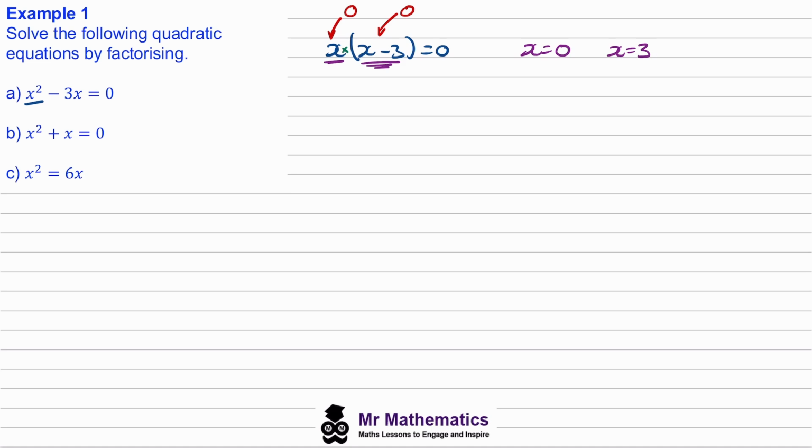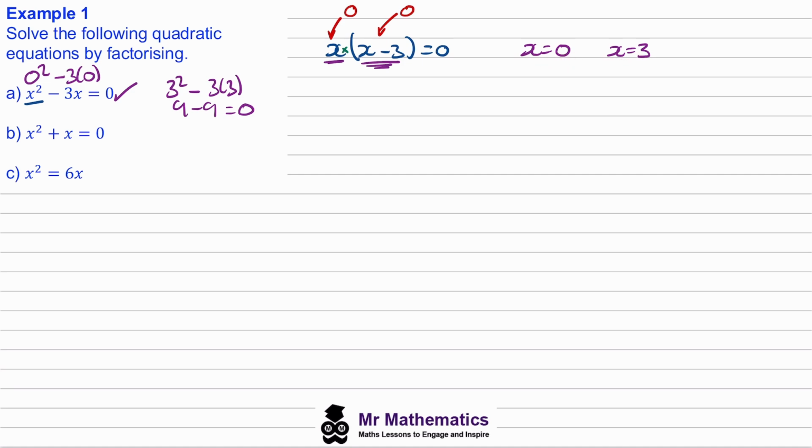And we can see how this works. If we have 0 squared minus 3 lots of 0, we do get 0. Or if we have 3 squared minus 3 lots of 3, we have 9, take away itself, again we get 0. So you can see that these are our two solutions.